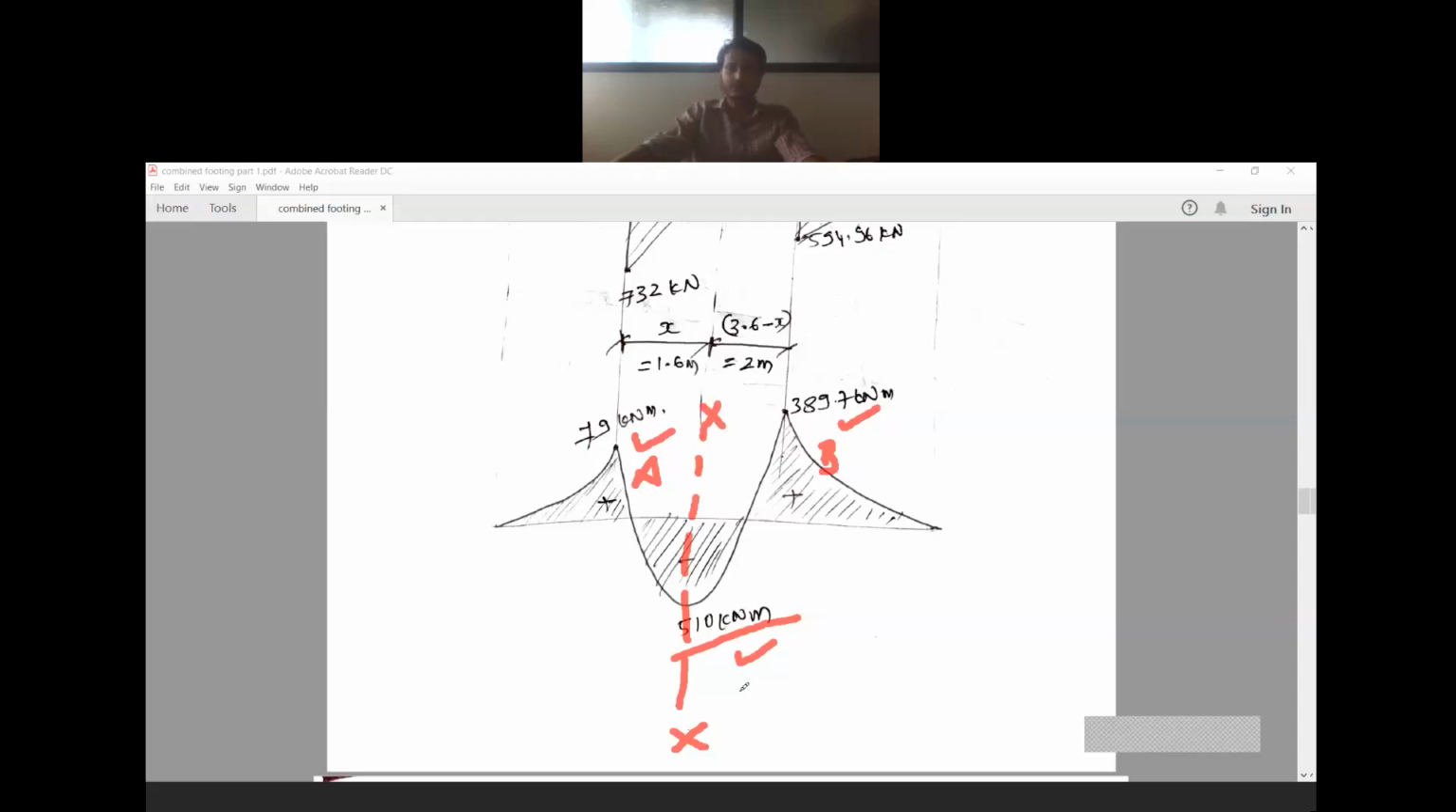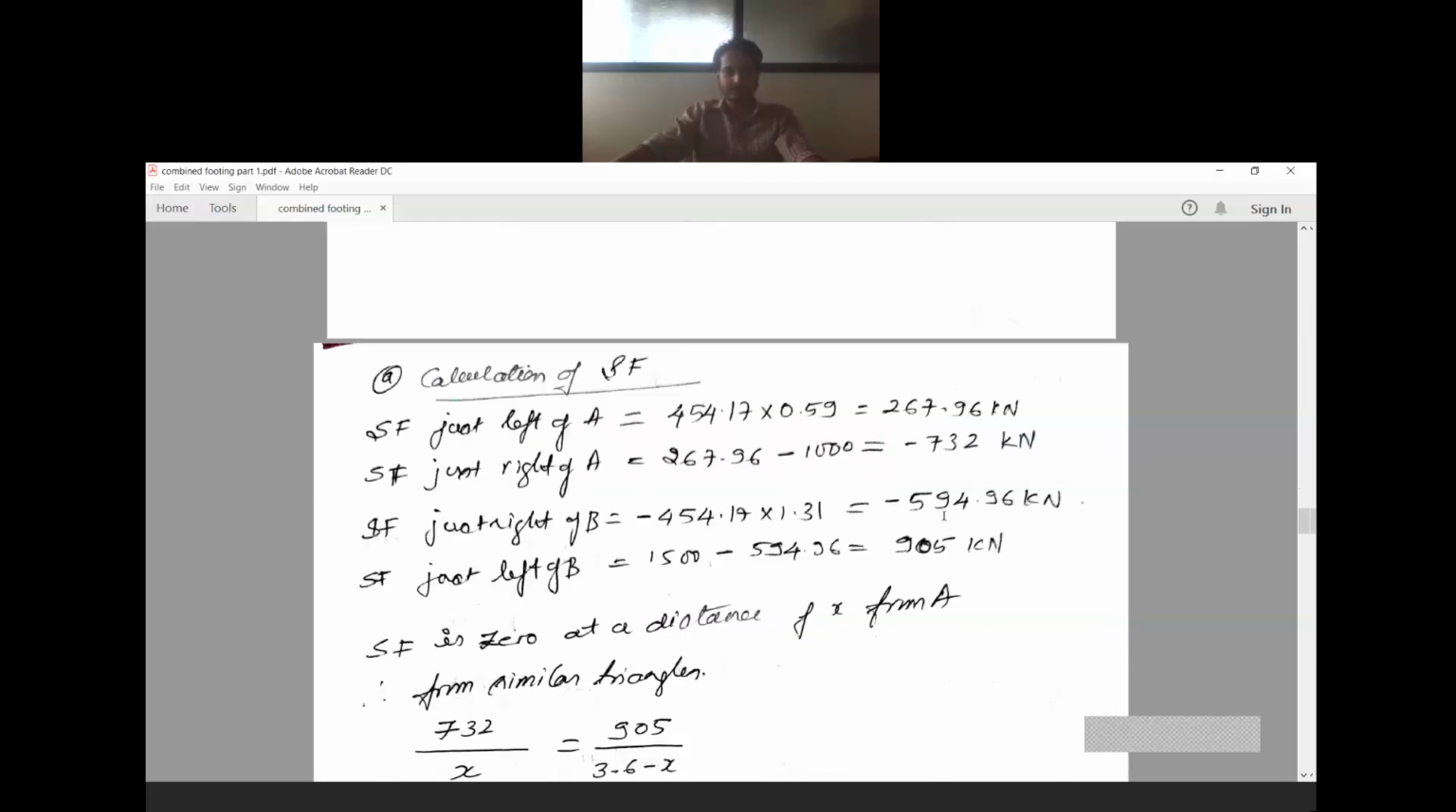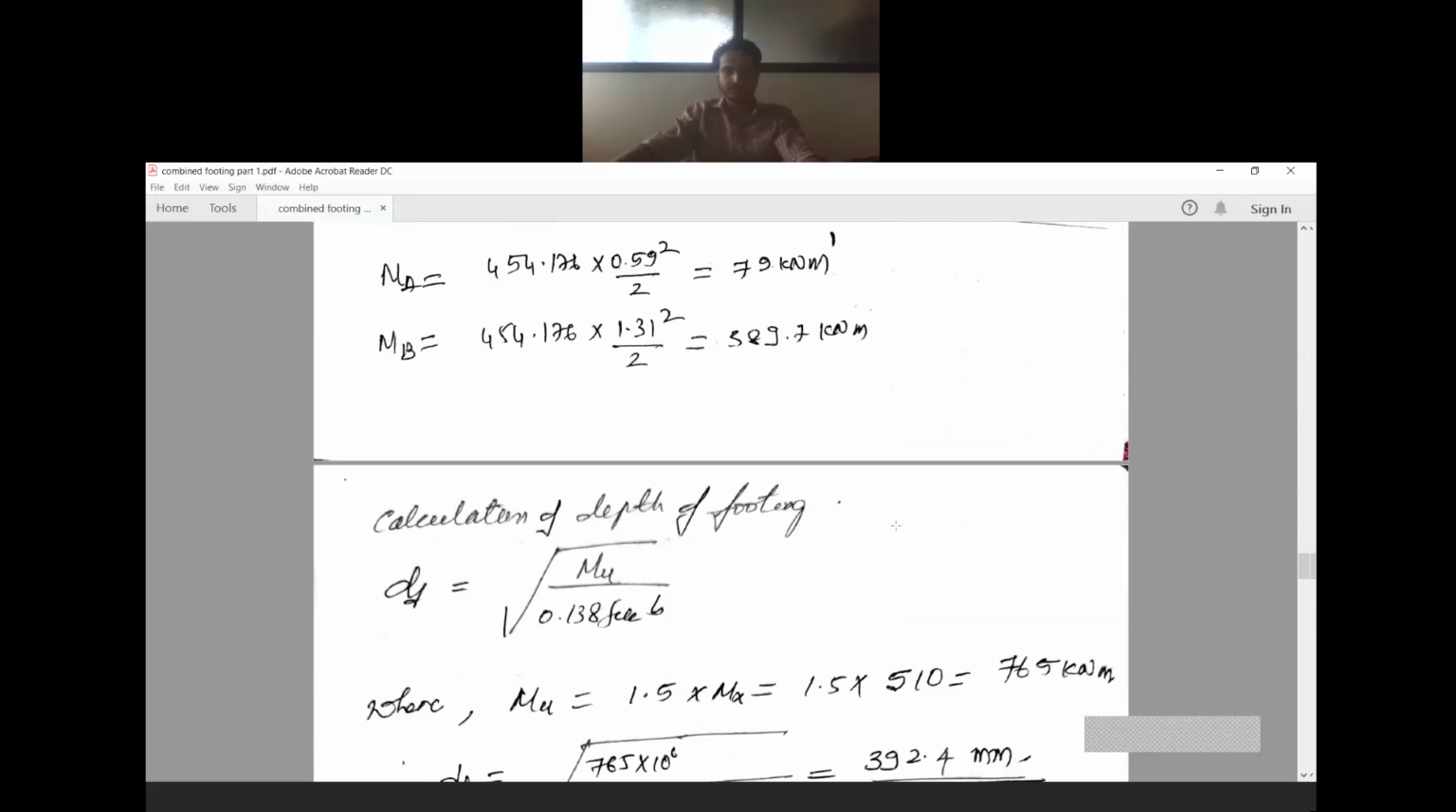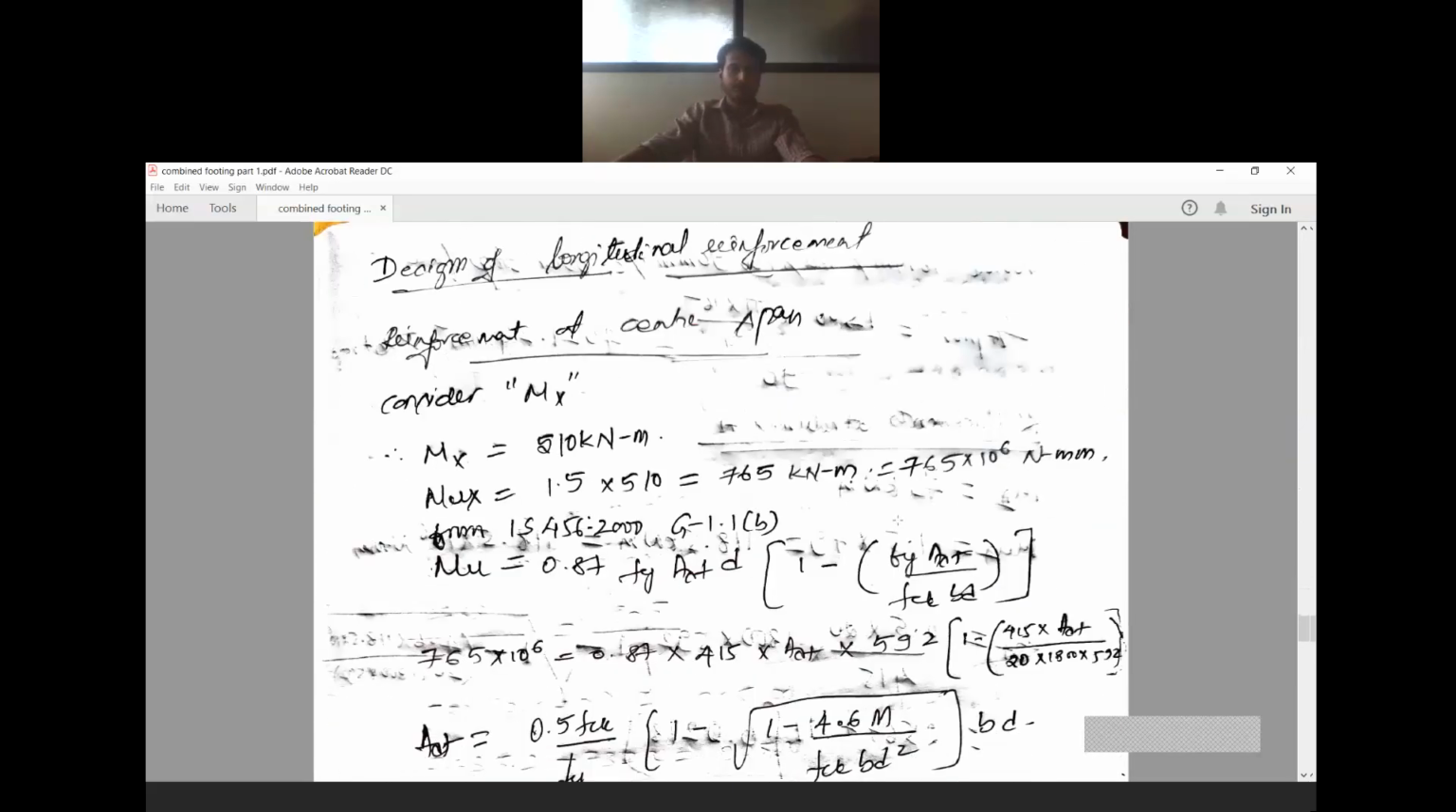The bending moment we have here is Mx. First we shall consider this moment and calculate the reinforcement. Second, we shall consider this moment value and calculate the reinforcement. And next we shall calculate this one. Okay, so let us start with the session. Continuing the problem, I am first considering this one.